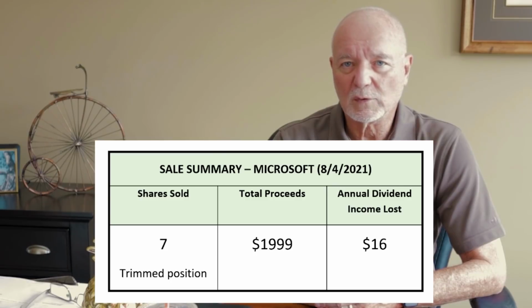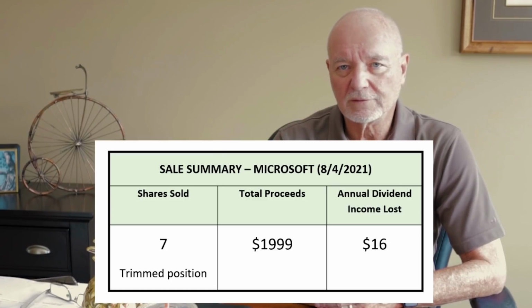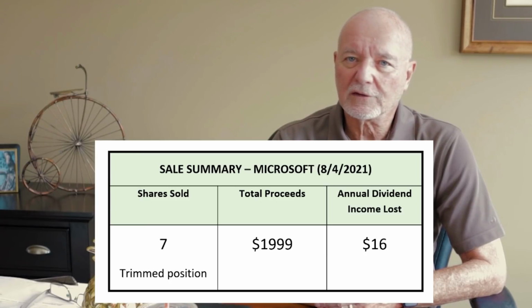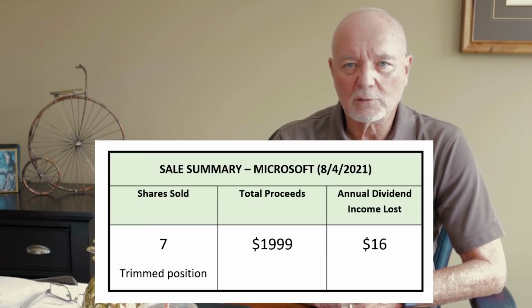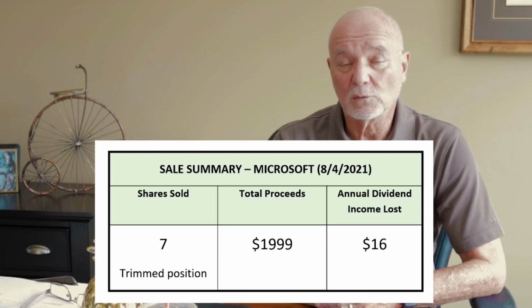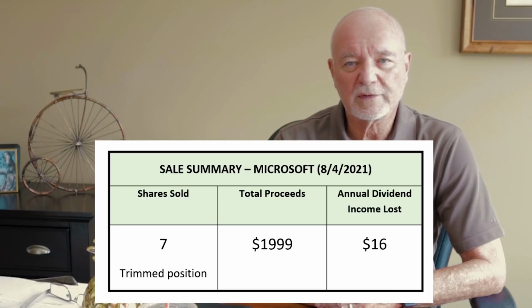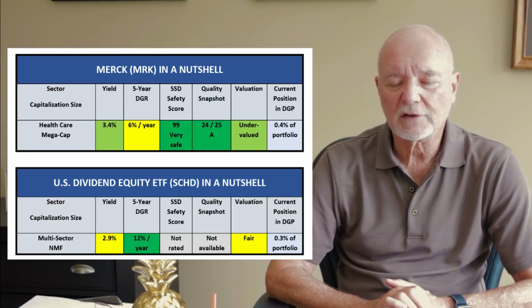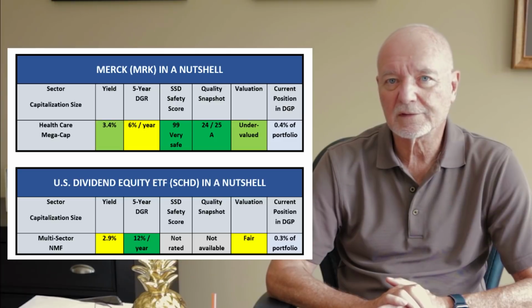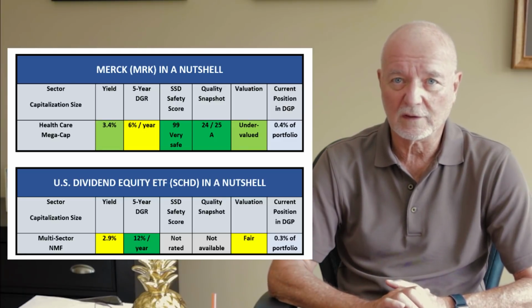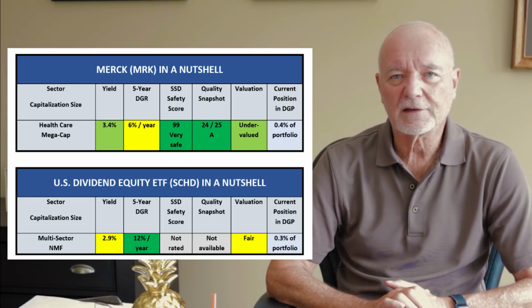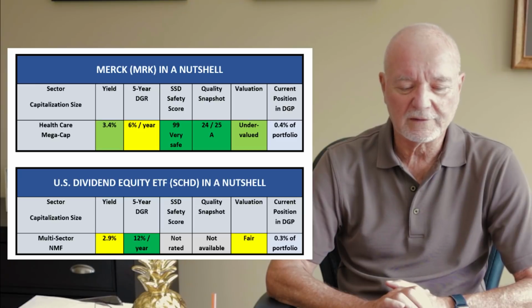My policy in this portfolio is always to be fully invested. So before I sold Microsoft and got the $2,000 for selling it, I'd already decided what to do with the money. I decided to add to the portfolio's two smallest and newest positions. This display shows the two investments, I would call them stocks, but one of them is an ETF, that I decided to buy with the proceeds from selling Microsoft.